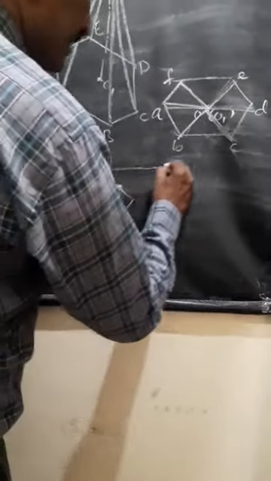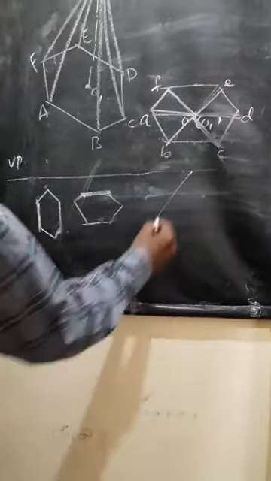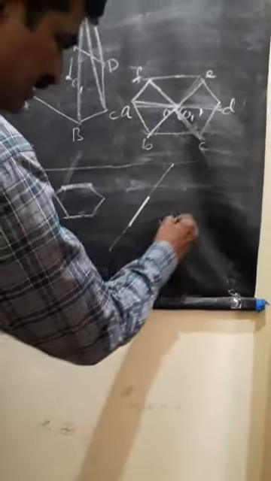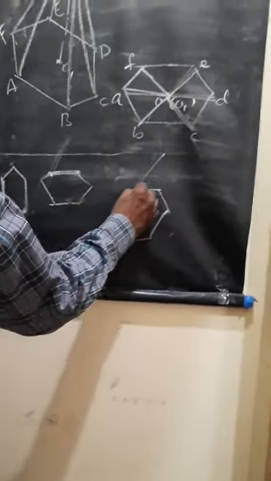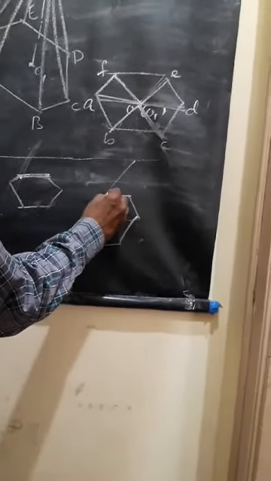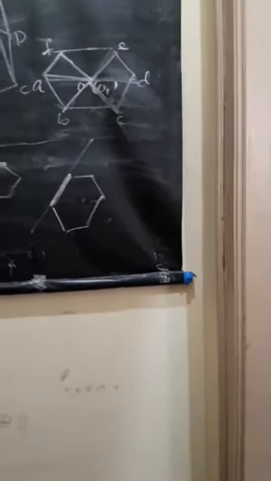Sometimes the base edge is inclined. In that case, you have to draw one line inclined at the given angle. On this you mark the base edge, then construct the required polygon like this. This shows that one of its base edges is inclined to VP at some angle. Okay.